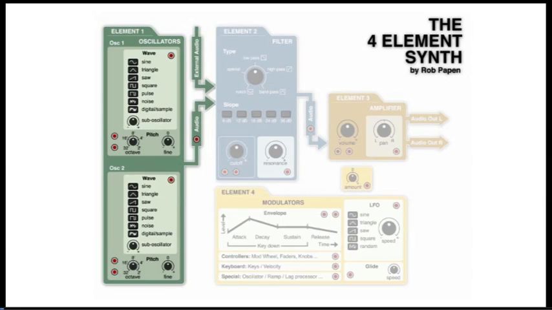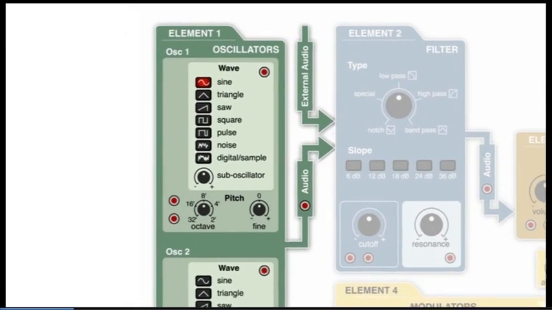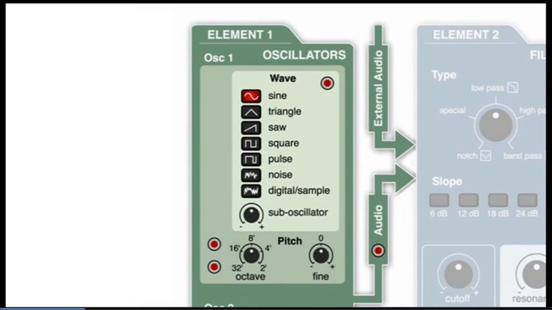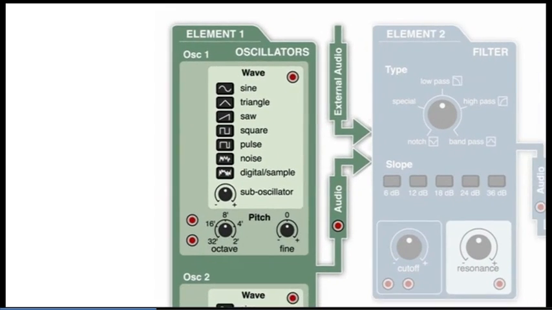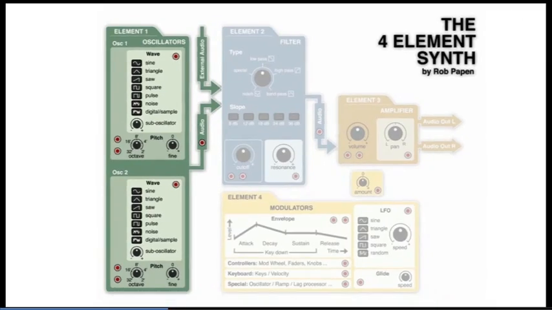Oscillators use waveforms for generating their basic sound, and a character is formed by the harmonics inside each waveform. As we discussed in this chapter Waveform Part 1, the waveforms used in subtractive synthesis are displayed as names or symbols. If we look again at green element 1, we can see the sine waveform, triangle waveform, saw waveform, square waveform, pulse waveform, noise waveform, digital or sample waveform, and the sub-oscillator. The question is, of course, how do we use them?